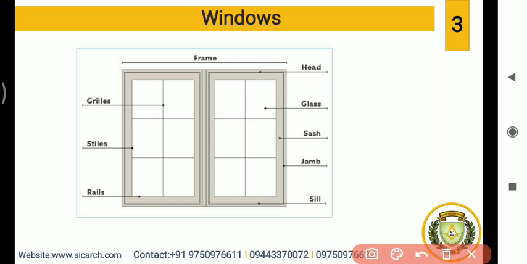Next we have the sill level, that is the lowermost part of the window. Then we will have the sash, the window sash, which will have glass.